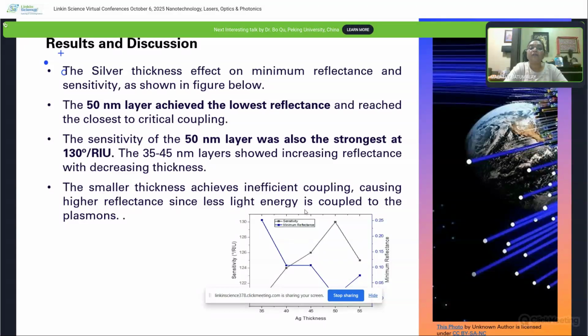The 35 to 45 nanometer layers show increasing reflectance with decreasing thickness. The smaller thickness achieves inefficient coupling, causing higher reflectance since less light energy is coupled to the plasmons.